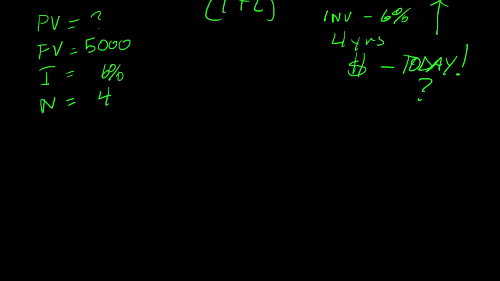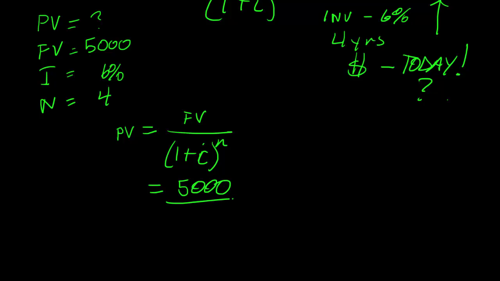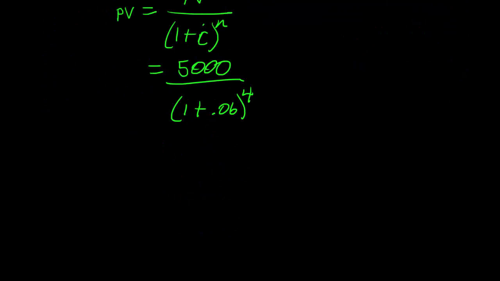Here's my PV equation. Let's give ourselves some space and do it again. My present value is going to be equal to my future value divided by (1 plus I) to the n. Future value is 5,000, divided by 1 plus 0.06, that's my I, to the 4 because there are 4 periods, and I can continue to work down and calculate this out.